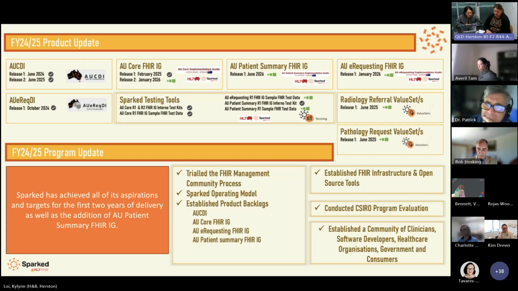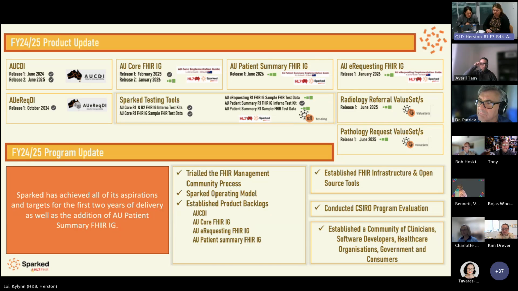Just as a quick update in terms of 24-25, I think for those who are new with AUCDI, we've released the two releases. AU Core, FHIR IGs, patient summary, e-requesting are currently in ballot. We've set up a whole bunch of tooling. So I think we kicked a lot of goals in the last 2 years. So thank you so much to the community for your support.